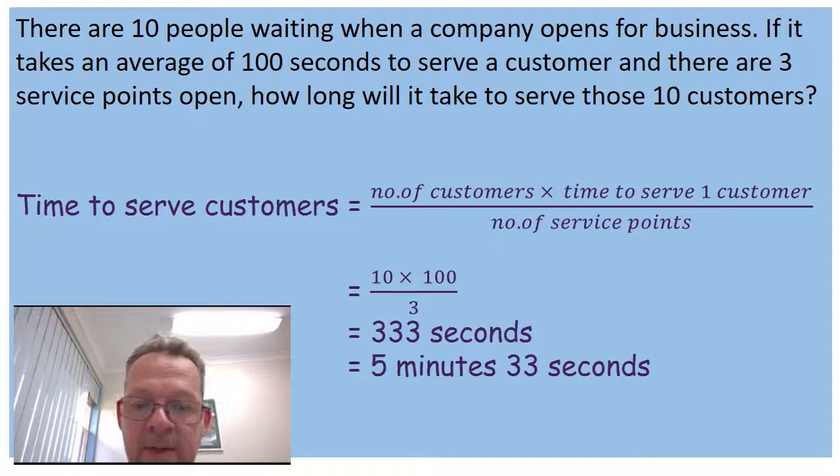If we want to convert that into minutes, there's 60 seconds for every minute, and 6 5s are 30, so 60 times 5 is 300. So there is 5.5 minutes taken to serve those customers.